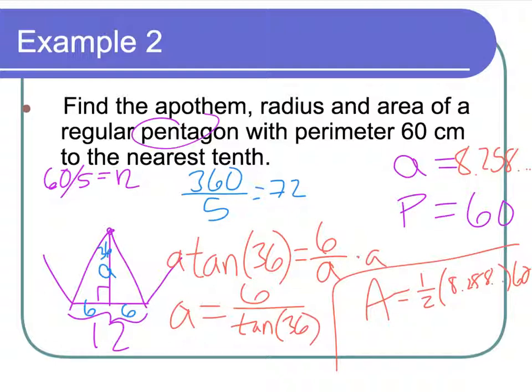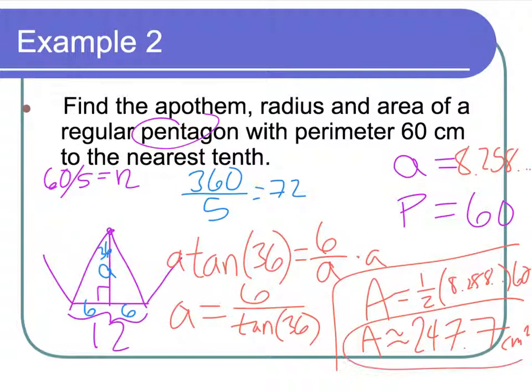And I'm using all those long decimals in my calculator whenever I need to. And my area ends up being, now I can round, 247.7487, so on and so forth. It says nearest tenth, so just 0.7 centimeters squared. Boom. I like it.